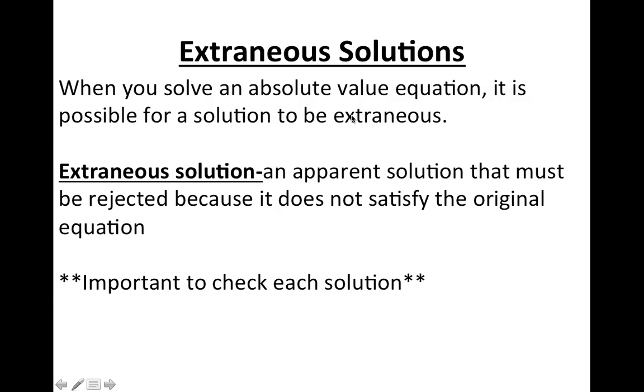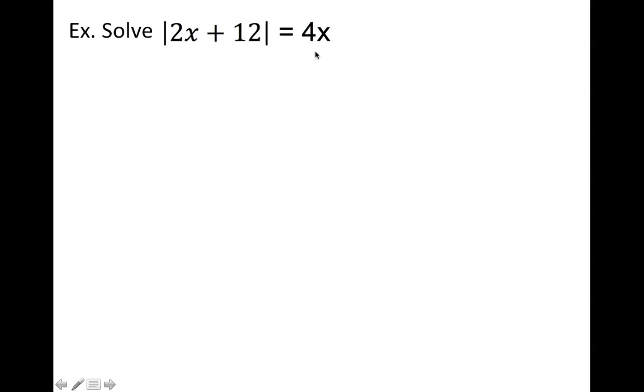To check for extraneous solutions, an extraneous solution is one that does not satisfy the original equation. Remember, it is important to check each solution. 9 times out of 10, you'll have an extraneous solution, like the example here, possibly, whenever you have variables on both sides. So, for this one, you still do the same thing. You still need to write out your equations separately. So again, you write your first one: the absolute value of 2x plus 12 equals 4x.